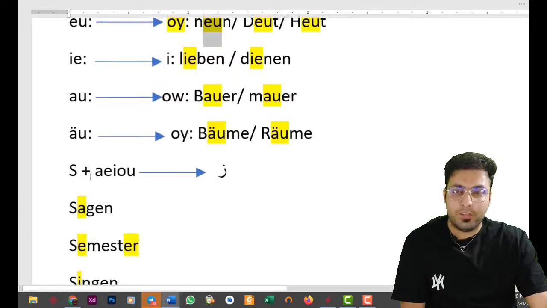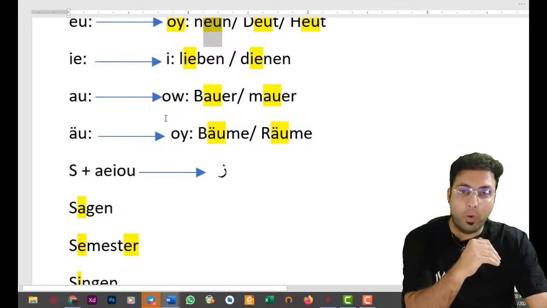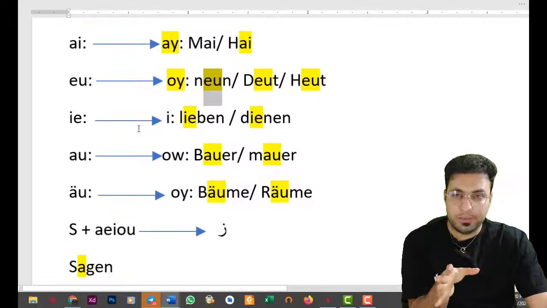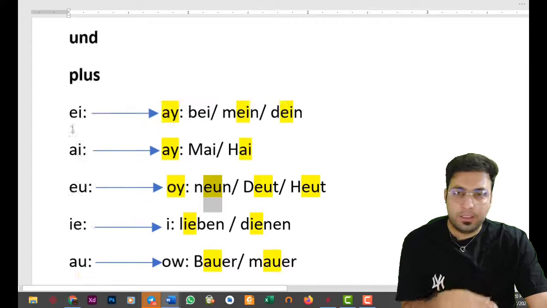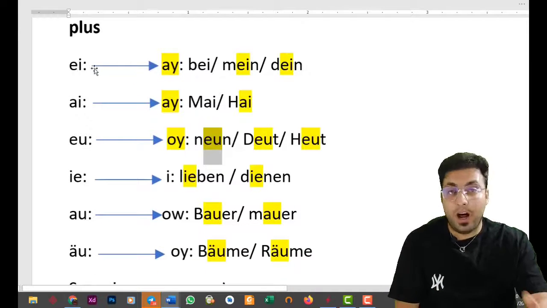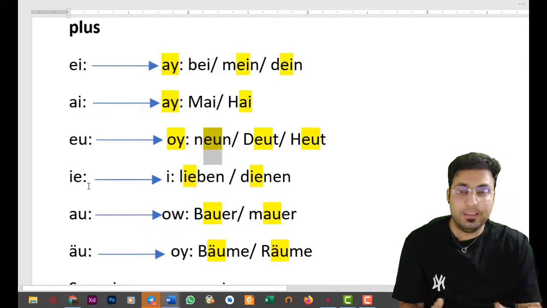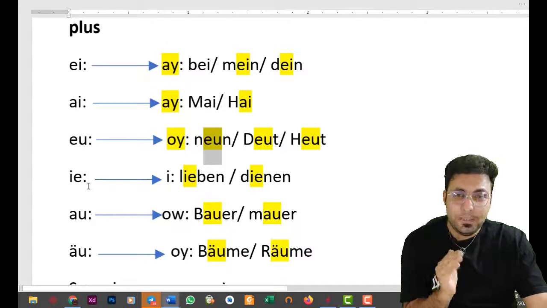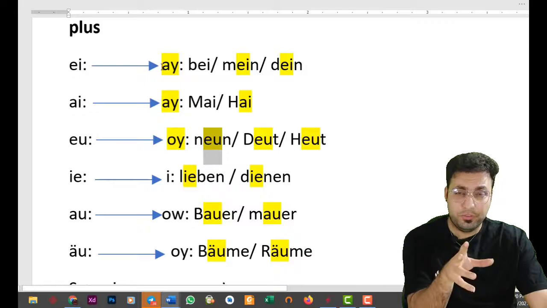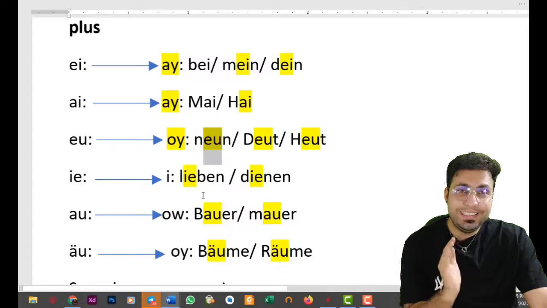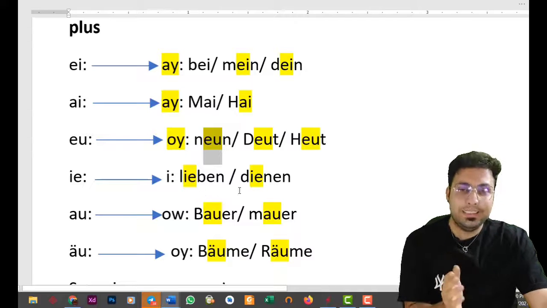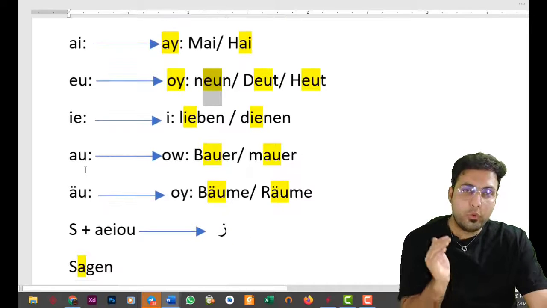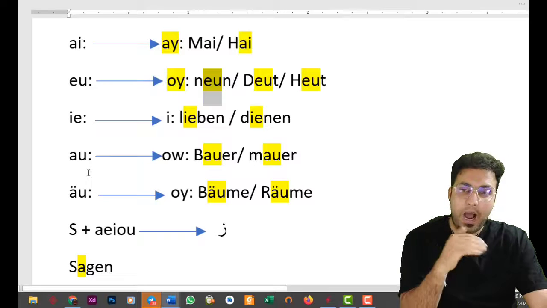The next diphthong, A plus U, is ow. Look here. I plus E: guys, E plus I is "eye", but I plus E is "ee". Lieben, that is long "ee". So do not confuse them. Lieben, dienen. A plus U is ow.